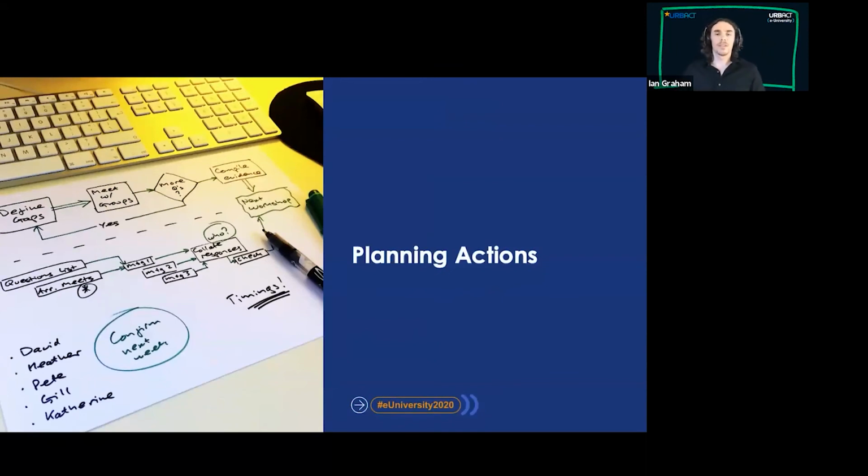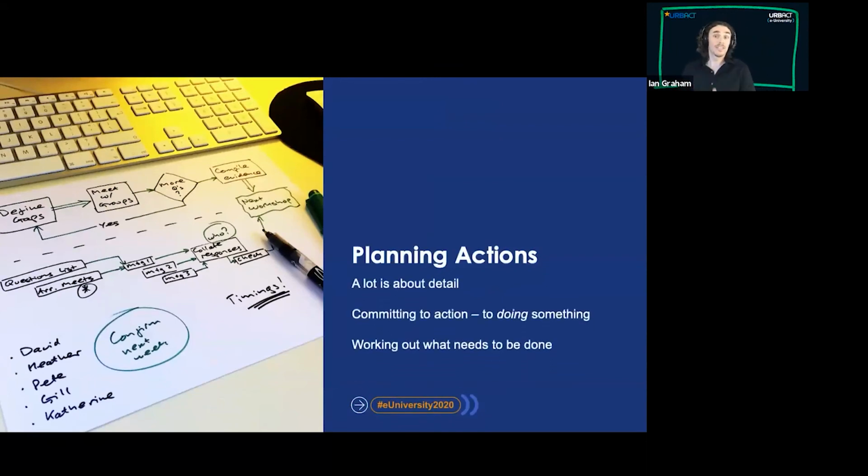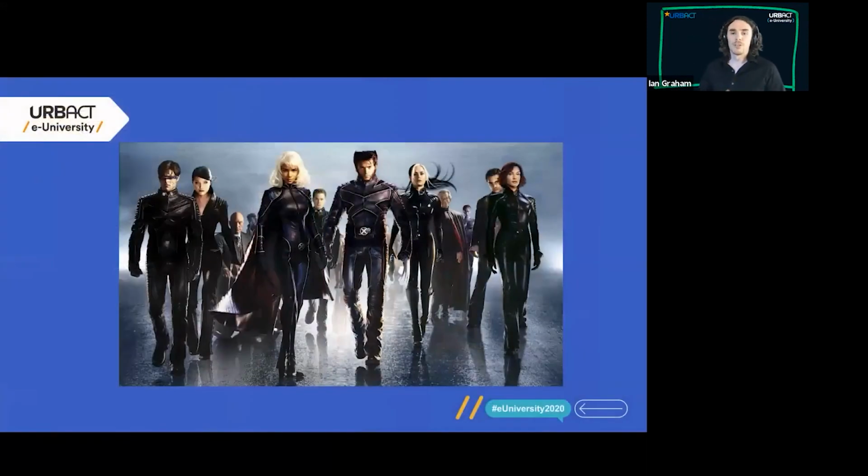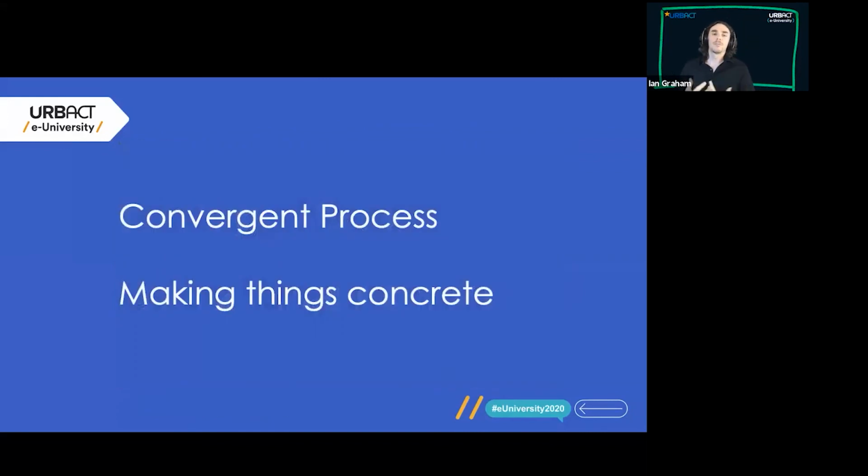So planning actions then. What's this all about? Well, a lot of it's about detail. It's about committing to action, to doing something, working out what needs to be done, and moving towards actual activity and actual action. So it's about working out and defining what you're going to do. As Eileen trailed previously about the idea of the divergent and convergent processes, this is really very much a convergent process. It's focusing in, it's making things concrete.